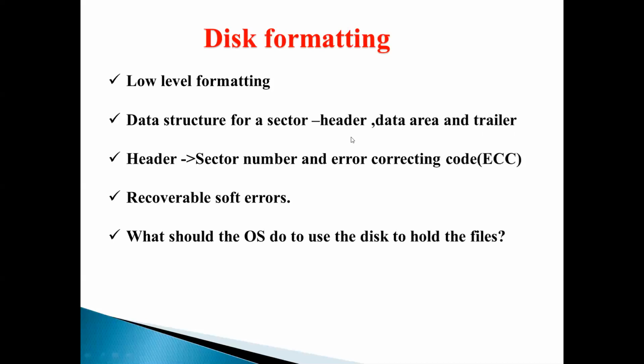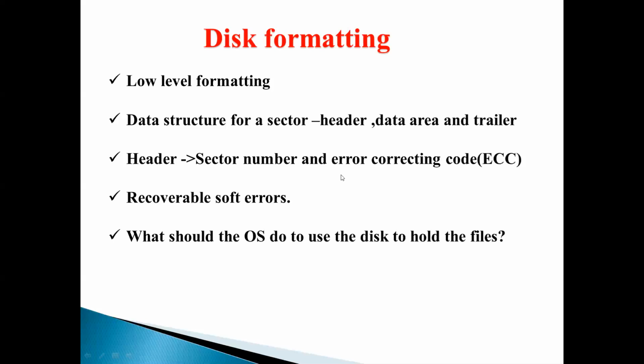What the header and the trailer are going to contain is two things: one is the sector number and the other one is the error correcting code. These two pieces of information will be used by the disk controller. Sector number and the error correcting code. Now, why do I say that it is an error correcting code?